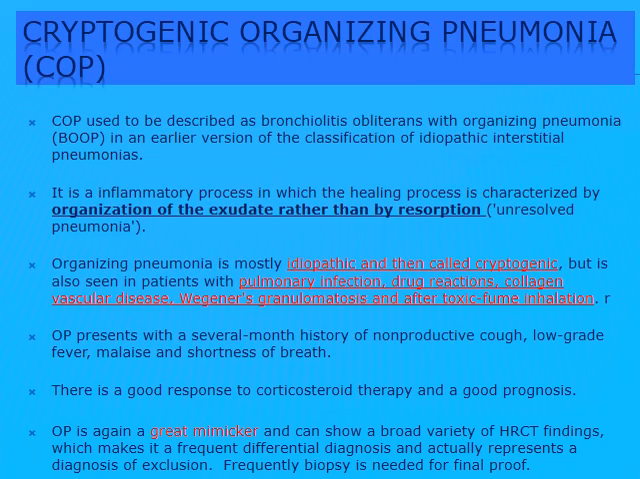Organizing pneumonia presents with a several-month history of non-productive cough, low-grade fever, malaise, and dyspnea, with a good response to corticosteroids and good prognosis. Again, this is the second great mimicker in this lecture because it can present with different high-resolution signs and presentations.